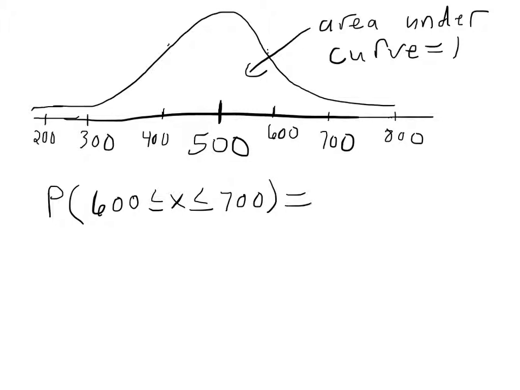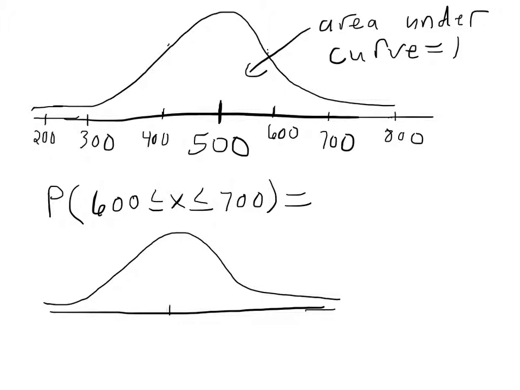I want to know what percentage of students, or if I picked one kid at random, what are the chances that I pick somebody that got an SAT score between 600 and 700? What proportion of all the students that took a particular test scored between 600 and 700? So the picture would look like this. I've got 500 in the middle, so 600's out here, 700's out here. So I'm looking for this area right in here. That area is going to be the proportion of students that scored between a 600 and a 700.